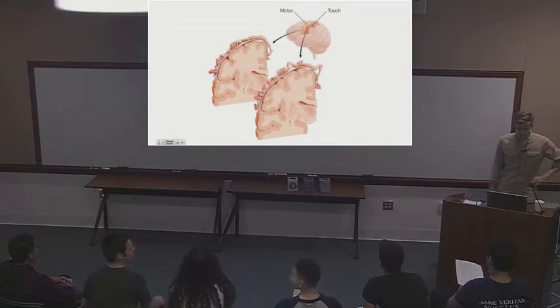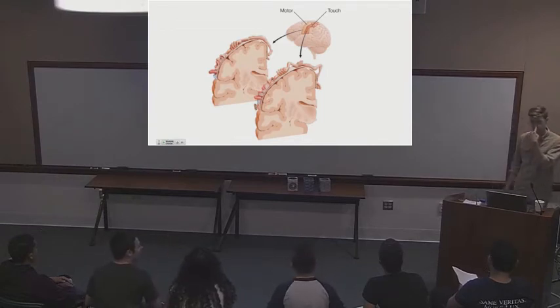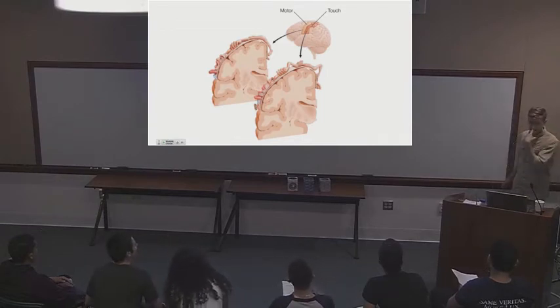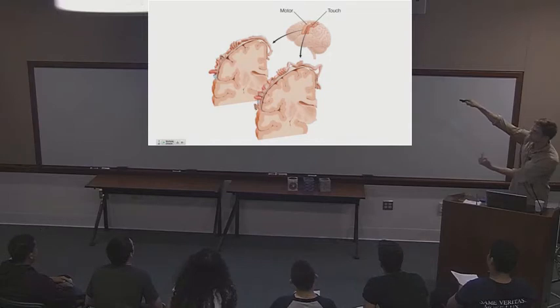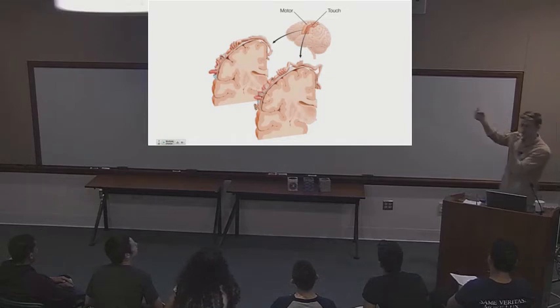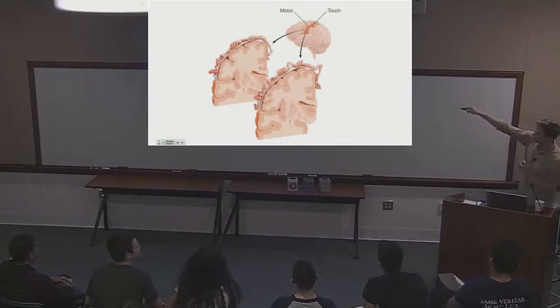For example, when I touch my nose with my forefinger, I'm using the motor cortex, activating neurons here, so I can move my hand to my nose. Then I'm using my sensory cortex to first feel the touch in my finger, as well as my nose over here.